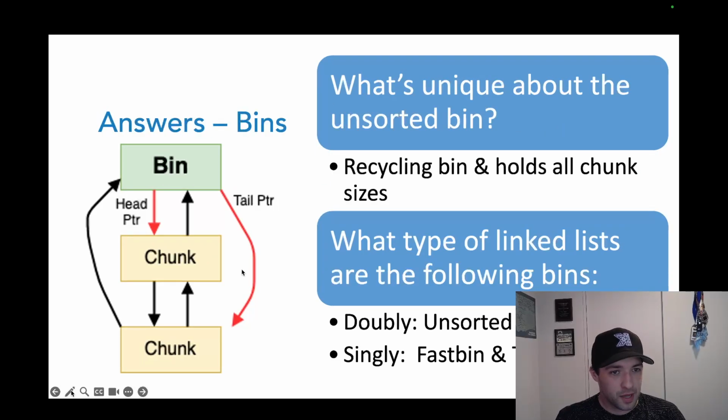So the answer is that the unsorted bin is kind of like a recycling bin. It has chunks of all different sizes in it, and it was the original place that things went. For the linked list, the unsorted bin is a doubly linked list, and then the Tcache and fast bin are singly linked lists. And those are the two most common bins we use for exploitation, so it is important to know those the best.